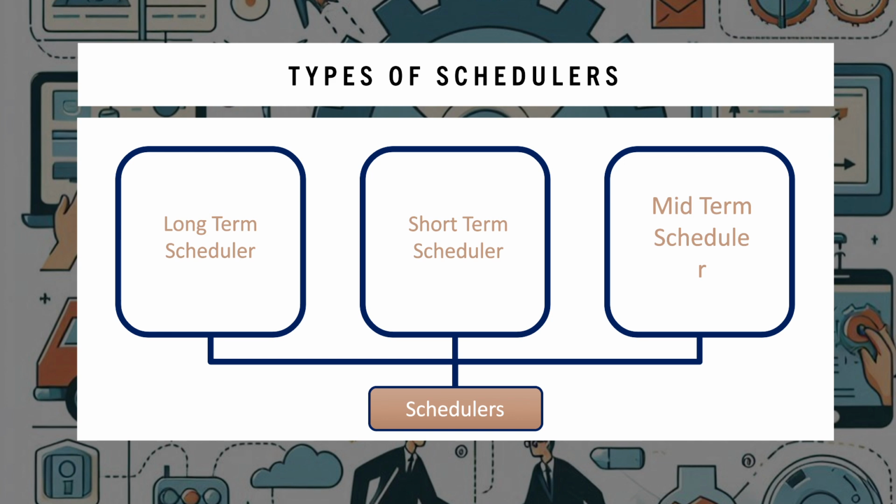Now, to manage the process execution efficiently in the operating system, schedulers are required. They determine the order and timing of processes accessing the CPU and other system resources. And there are 3 types of schedulers: long-term scheduler, short-term scheduler, and mid-term scheduler. Let's understand each one of them one by one.